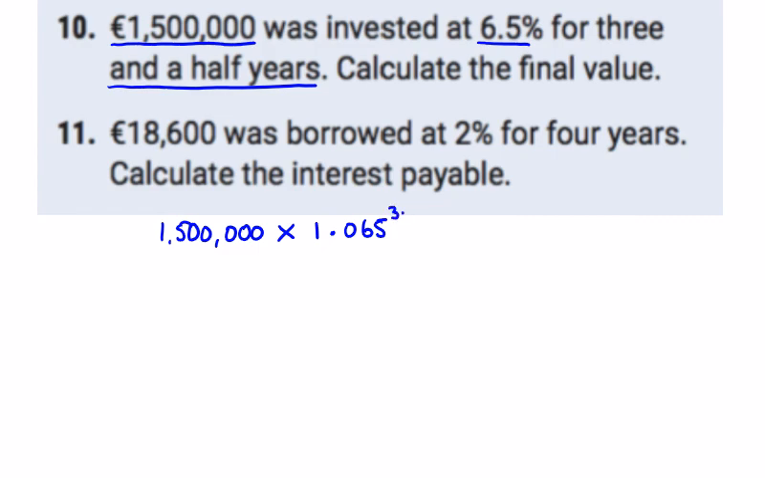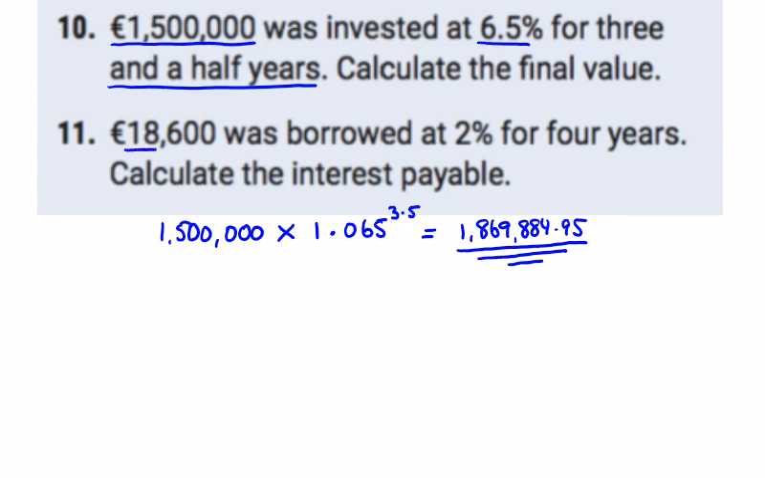So this is to the power of 3.5, and you need to get to know it this way, otherwise you'll be doing it in bits and pieces. So this is the easiest way to do it. This has given an answer of 1,869,884.95. So if you have that 1.5 million in cash hidden somewhere, invested at 6.5%, you'll make quite a bit of profit in 3.5 years.